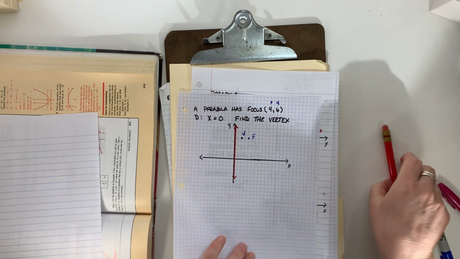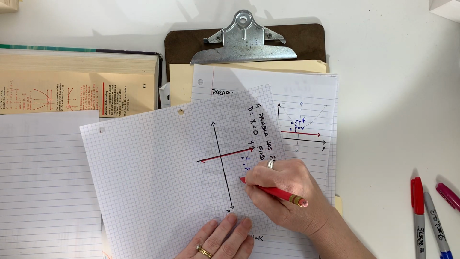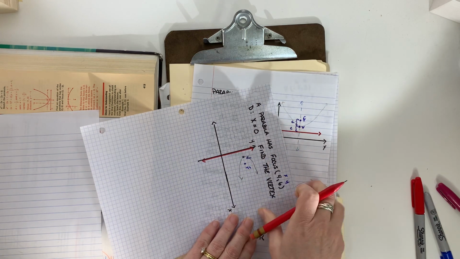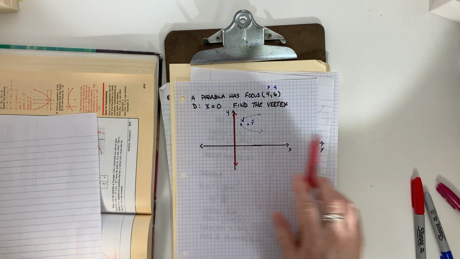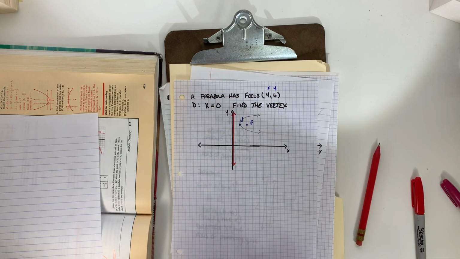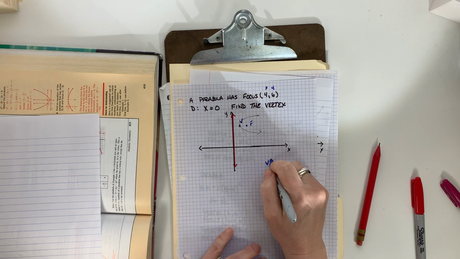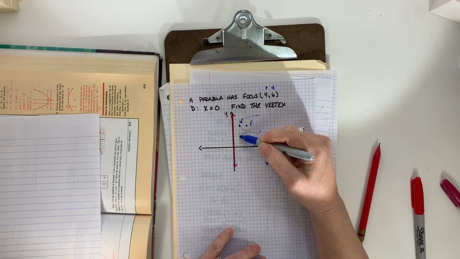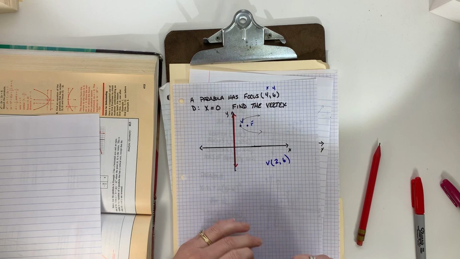Let's draw our parabola. This one's actually laying on the same side as the other one. Our parabola is going to go like that. Okay. And let's take a look at what our vertex is. The vertex is the point x is equal to 2 and y is equal to 1, 2, 3, 4, 5, 6. And the vertex is equal to 2, 6.